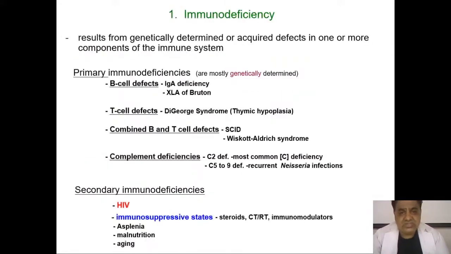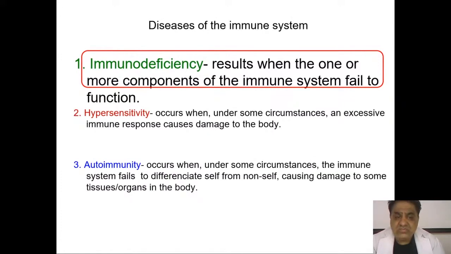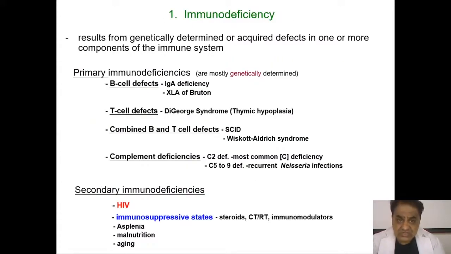So first, immunodeficiency, which is when one or more components of the immune system fail to function. Immune deficiencies could be primary or acquired or secondary, and they could be due to genetic defects. For example, most primary immunodeficiencies are usually genetically determined. You have B cell defects like IgA deficiency or X-linked agammaglobulinemia or Bruton. These are relatively rare diseases, but they are important to recognize. The pediatrics department of AIIMS Delhi has a huge genetics lab which has tests to diagnose these immunodeficiencies, and we also have an immunology lab in the institute. We have an immunogenetics lab which does some of these tests, and many of these diseases can be diagnosed in the institute.